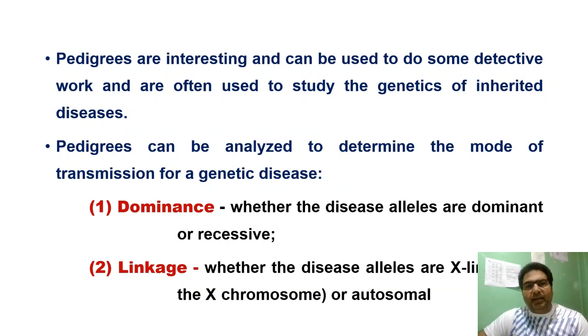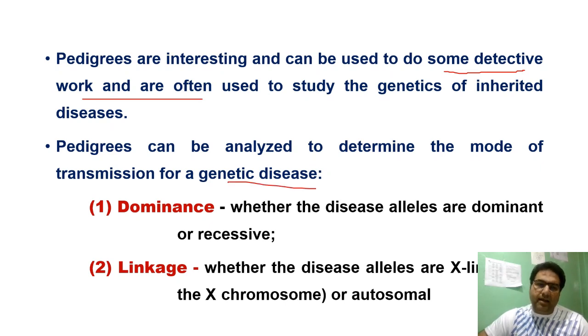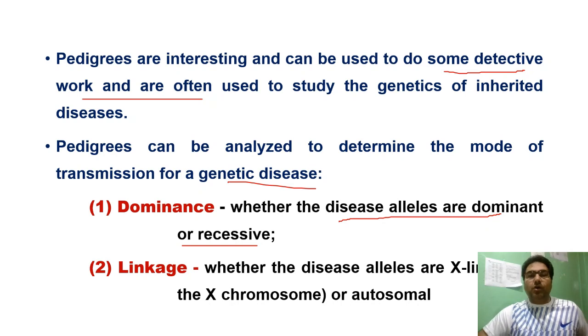Now, pedigrees are very interesting and can be used to do some detective work as well. Pedigrees are analyzed to determine the mode of transmission of a genetic disease, for which we should have an idea of whether the disease alleles are dominant or recessive. When we talk about the dominance of a disease, we have to talk about whether the alleles present in a particular family tree, or in a particular disease, are dominant or recessive.